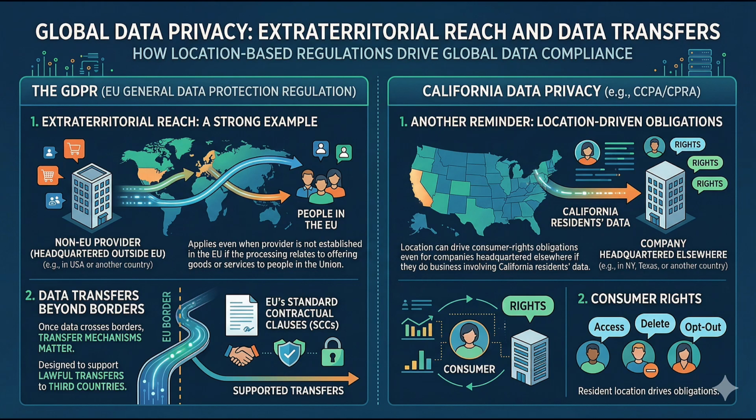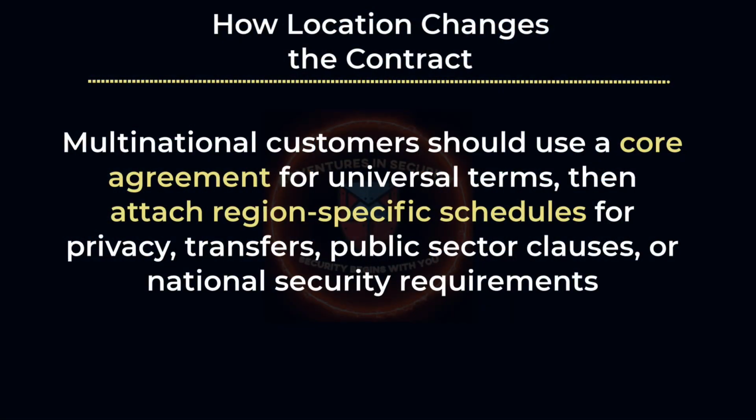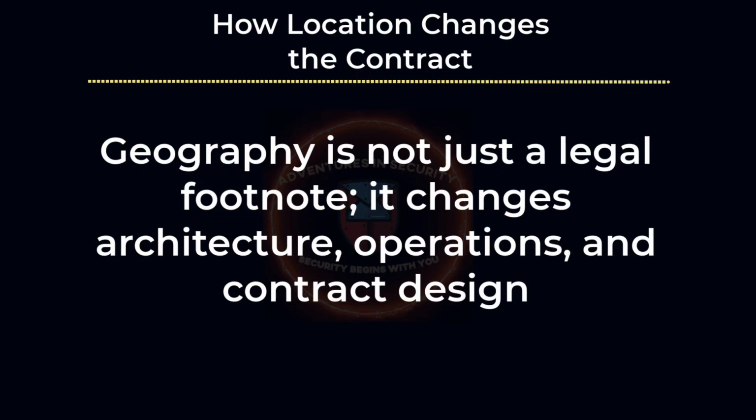For multinational customers, the practical answer is modular drafting. Use a core agreement for universal terms. Then attach region-specific schedules for privacy, transfers, public sector clauses, or national security requirements. That approach is usually more sustainable than trying to squeeze every jurisdictional rule into one generic paragraph. In other words, geography is not just a legal footnote. It changes architecture, operations, and contract design.